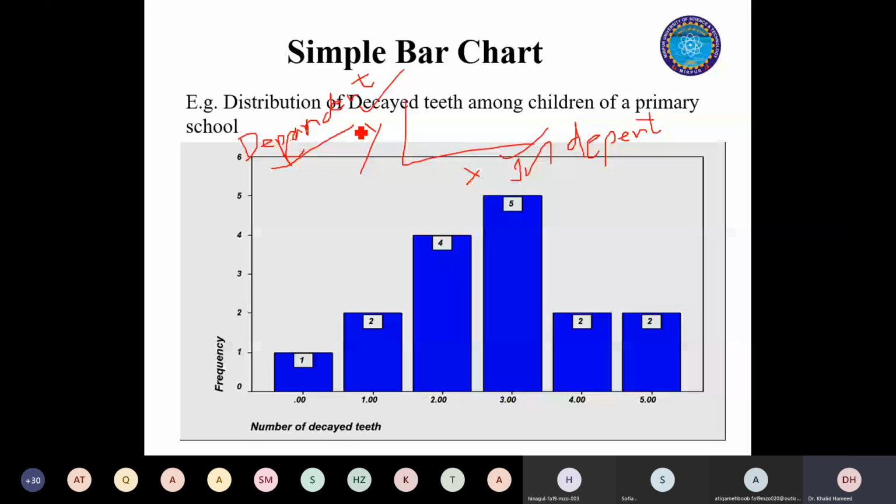So if you are visiting a hospital, you want to see how many disease cases were reported in 1 day, how many in 5 days, how many in 1 month, or how many in 1 year. In that case, the time is independent and the number of disease cases is dependent. How is it dependent? You can decide the time. I will collect data after 1 day, after 1 month, after 1 year. That's your choice. You can manipulate that time because it's in your control.